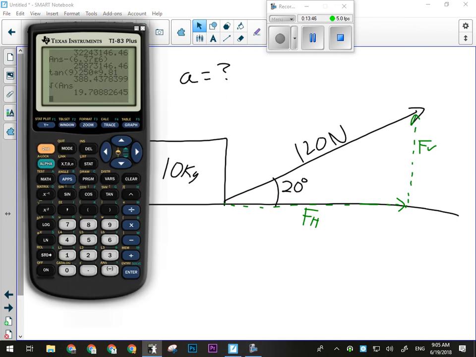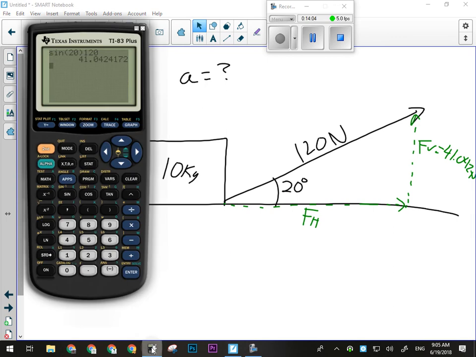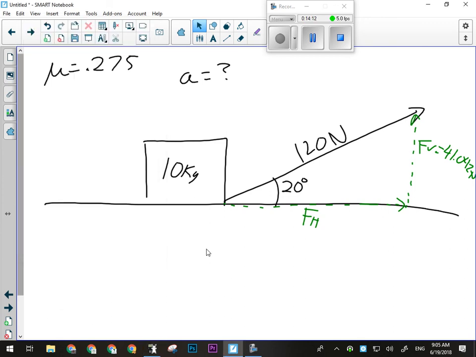Okay, so we're going to take our 120, so we'll go sine 20 times 120, that'll give us the vertical side, so 41.042 newtons. Okay, and then we'll find the horizontal side, so cos of 20 times 120. So that side's going to be 112.763.